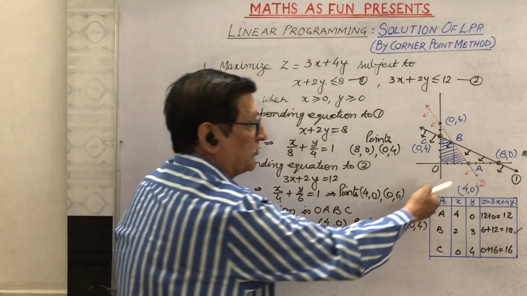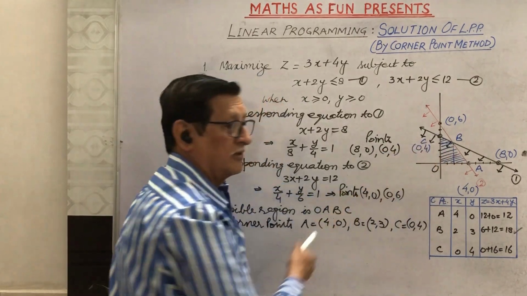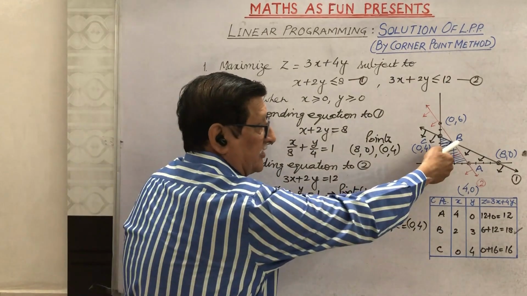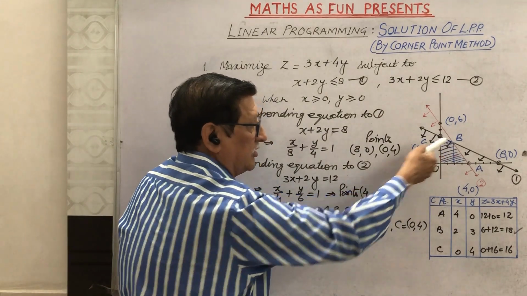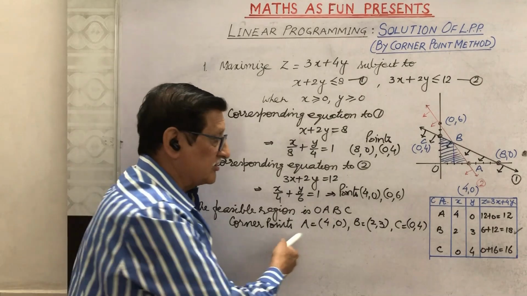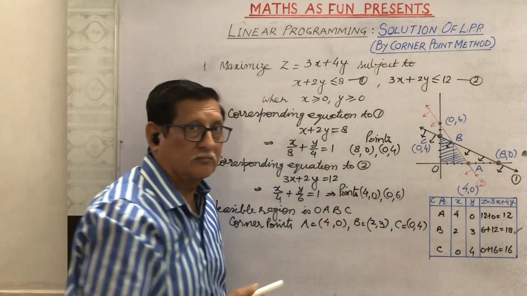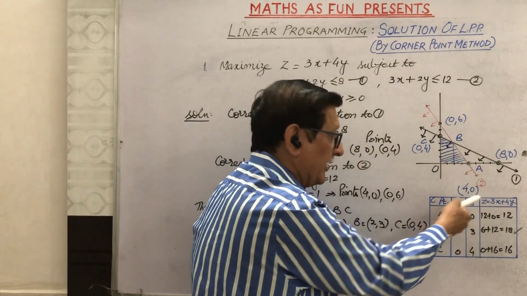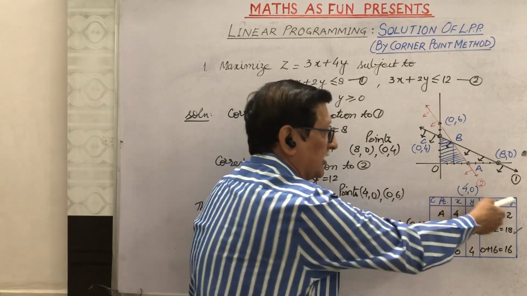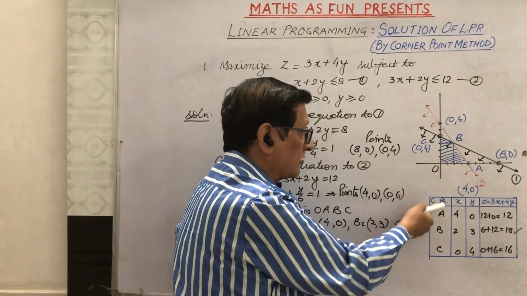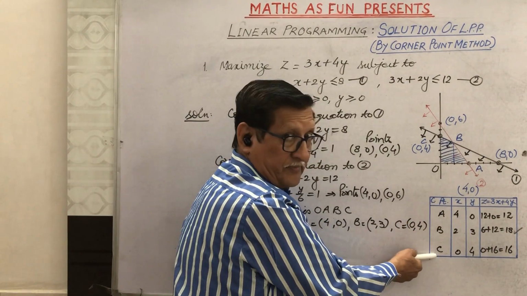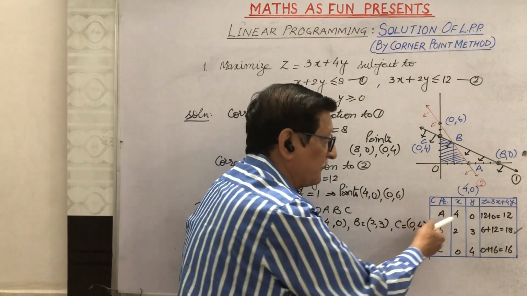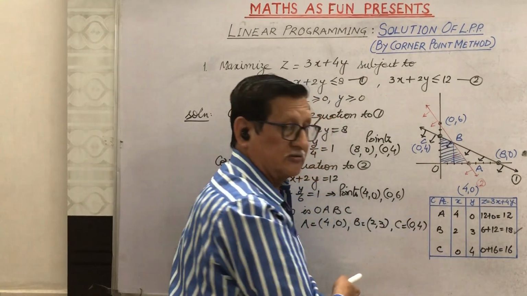What are the corner points? Corner points are A, B and C. A is (4, 0). B is, we can see from the graph, (2, 3). And C is (0, 4). After finding the corner points, we find the value of z at each corner point. We draw a table like this. We mark here corner points A, B, C, x coordinates of them, y coordinates of them here, and then we find the values of z at different points.